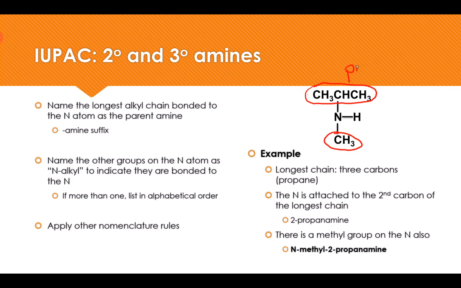And so that's going to be propanamine. It's off of the second carbon in that chain, and so we'll put a 2 there. So that's 2-propanamine. What about this other carbon? This other carbon is attached to the nitrogen. And so rather than putting a number, we're going to write an N, meaning it's attached to the nitrogen. And so this is N-methyl-2-propanamine. This N here is treated just like a number.